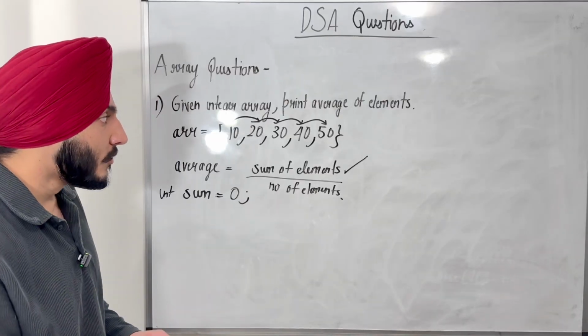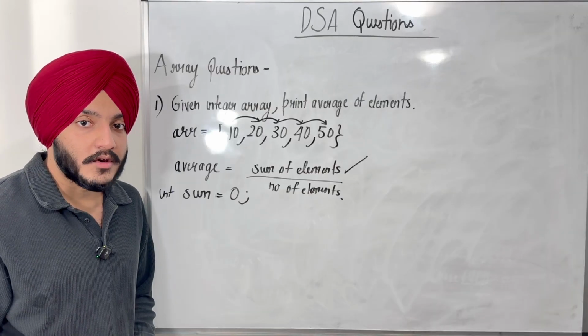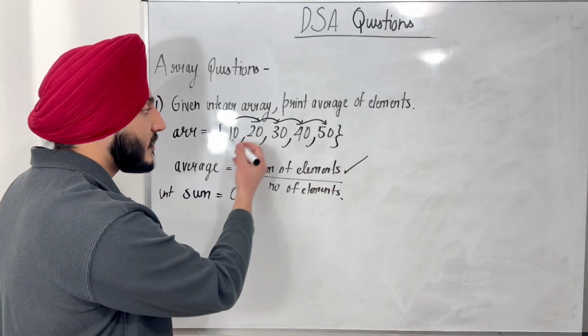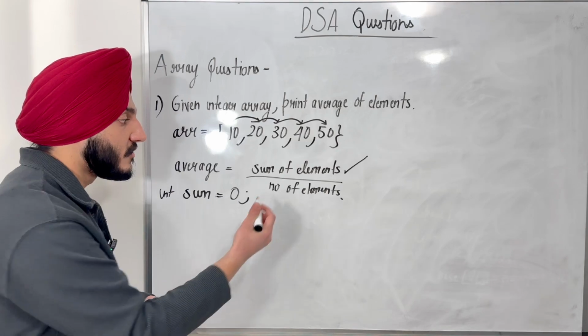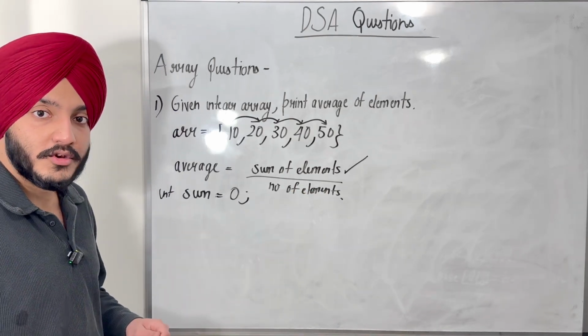How would you figure out how many elements there are in an array? Think about it, right? It would simply be the length of the array. Whatever the length of the array is, you can just divide by that. So how would you approach this type of question?